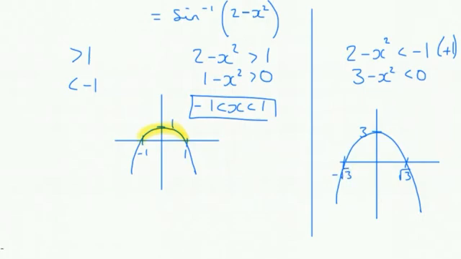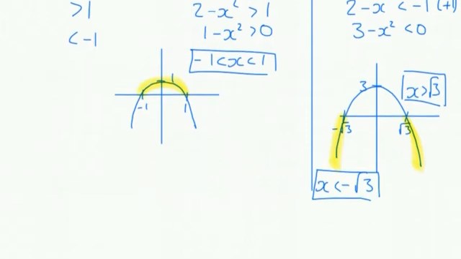So when is this graph not allowed? This graph is not allowed when the graph is below 0, so in this section here. So the other constraint on x is that x also cannot be bigger than root 3, or x cannot be less than minus root 3. So that is another constraint, and that is my final constraint.